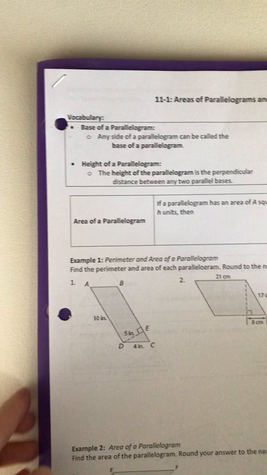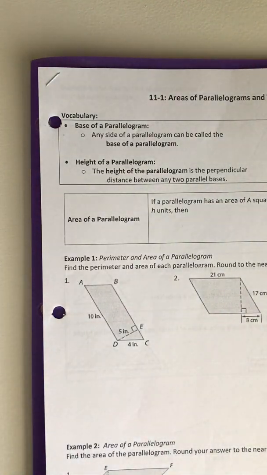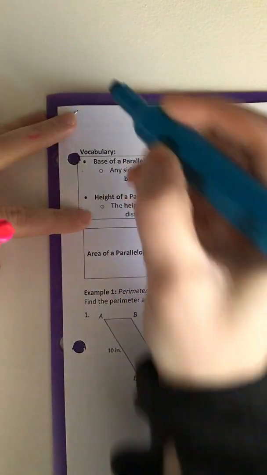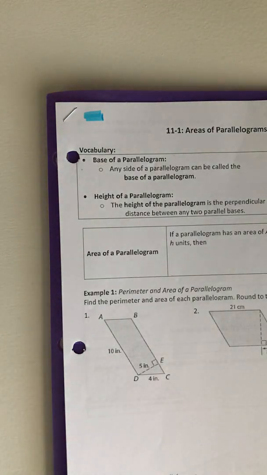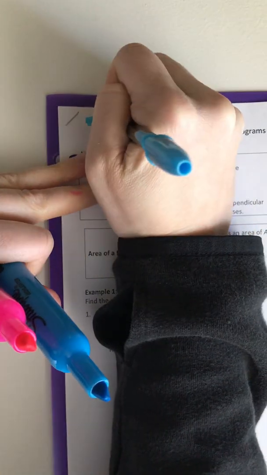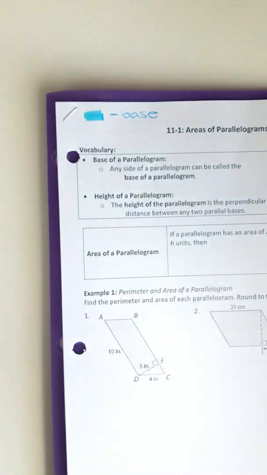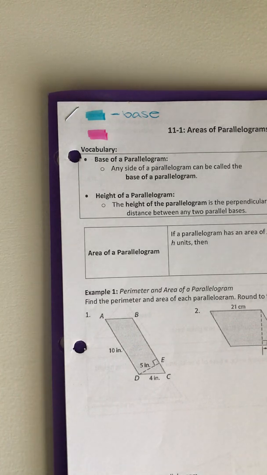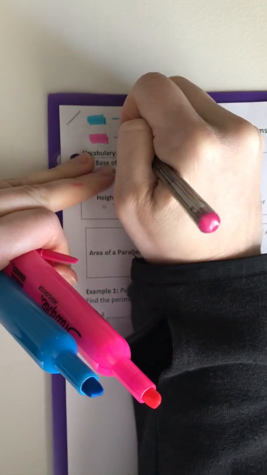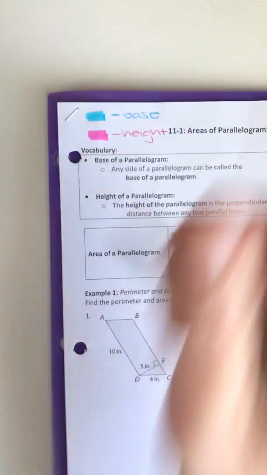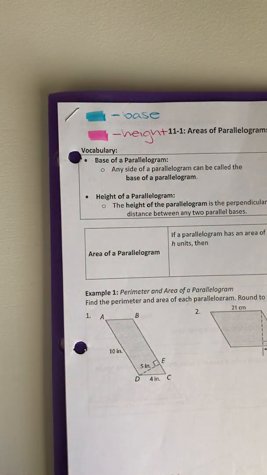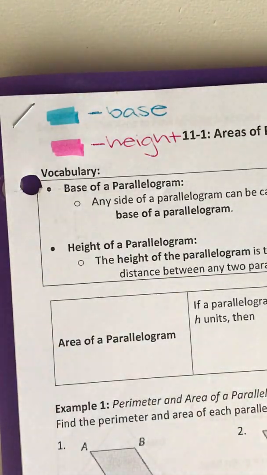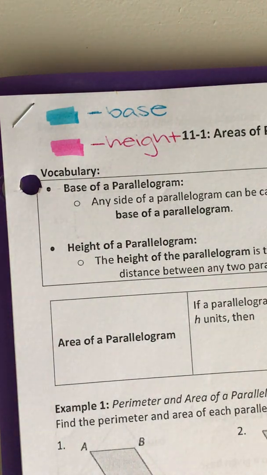So what I'm going to do on our notes is I'm going to highlight all of our bases and all of our heights. So I'm going to do all of the bases in blue. And all of the heights in pink. Make it a little easier for us to identify our base and our height. And it's really important to notice that your base and height are going to form a 90-degree angle. They are perpendicular.